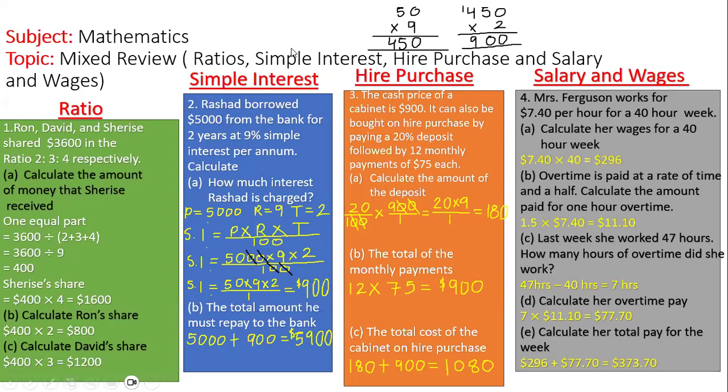So for us, 1 hour of overtime is going to be 1.5 because it's time and a half. If it was double time, then it would be times 2. If it was triple time, it would be times 3. But since it's time and a half, it's going to be 1.5 times the hourly rate, which is $7.40. Does that make sense?